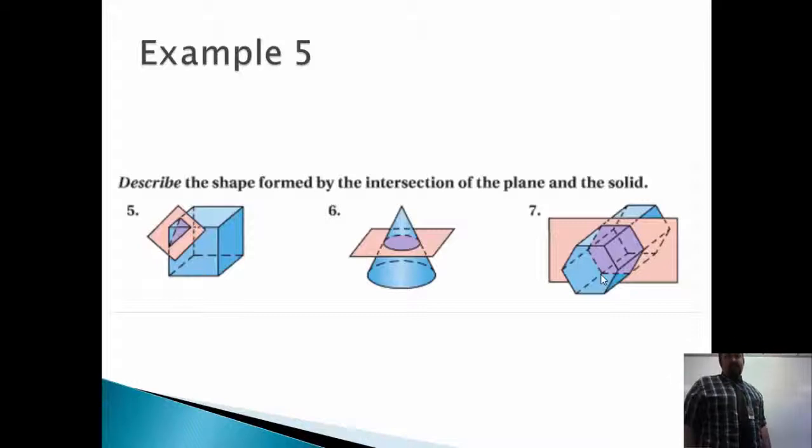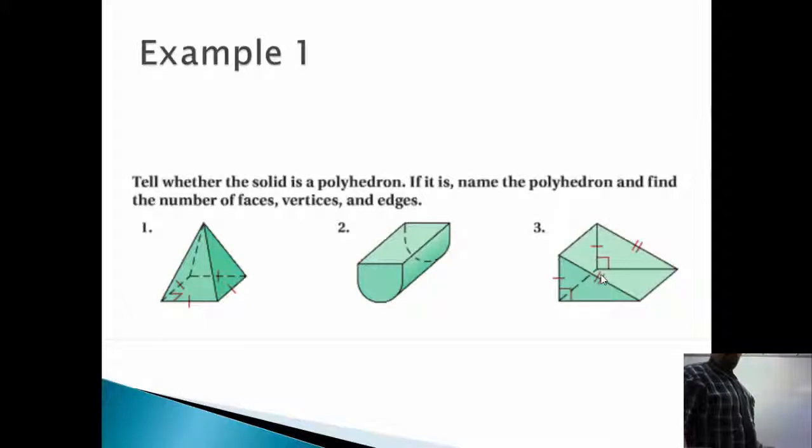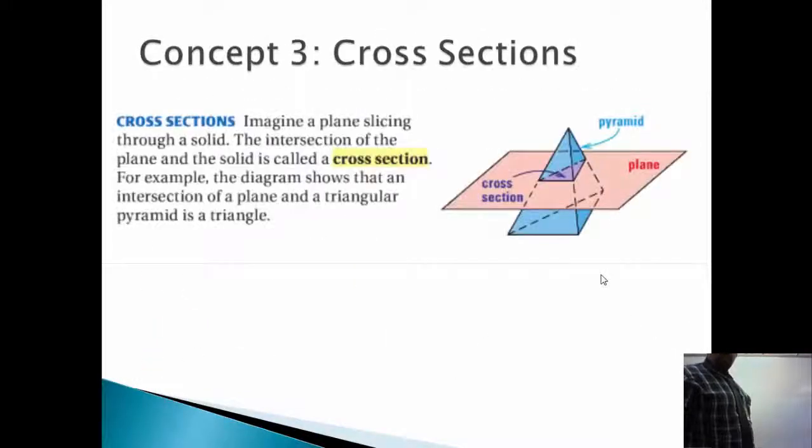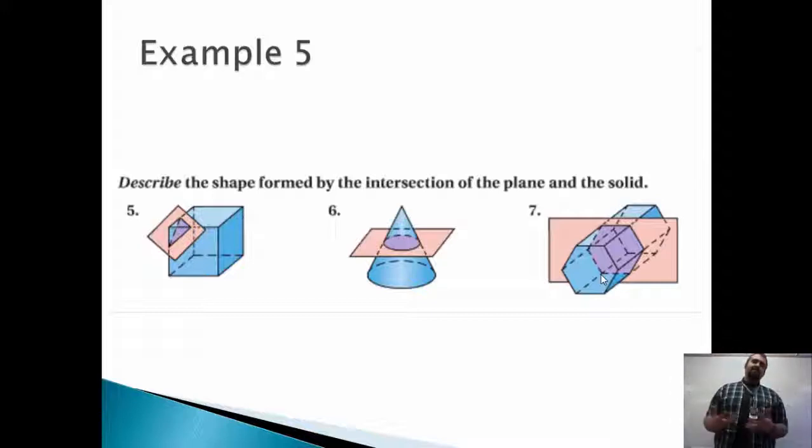So these are the types of questions you'll see. You'll see questions relating to just identifying the shape. You'll see questions relating to Euler's theorem. And you'll see questions related to cross-sectional area. These are the three main sections of section 1 of chapter 12.